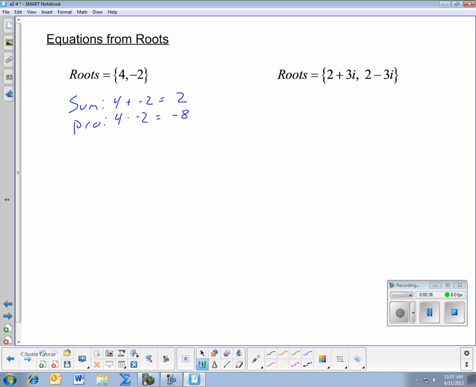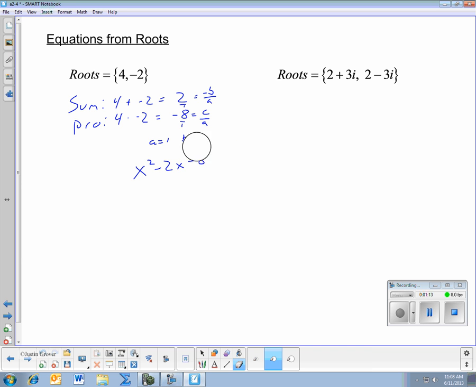Now, there's two ways I can go about this. I could recognize that this comes from negative b over a and c over a, and just put them over 1, and I'll see that a equals 1 and b equals negative 2, if negative b equals positive 2, and c is going to equal negative 8. Then plug that in to be x squared minus 2x minus 8 equals 0.